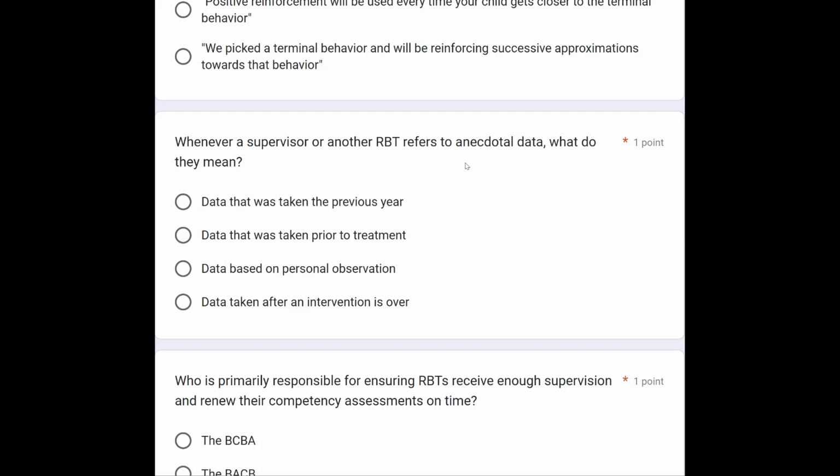And then D, data taken after an intervention is over. That would be maintenance data. So anecdotal data is really personal observation based. What do you think? What did you feel? What did you see? Not that scientific, not super useful. We should not be making our decisions on anecdotal data.